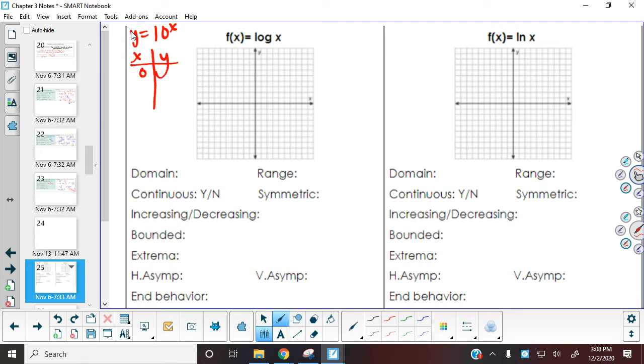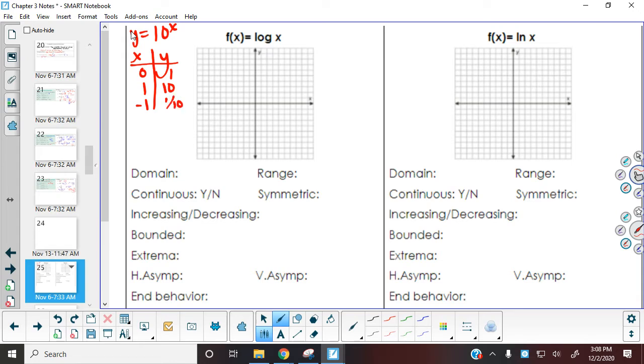So if I plug in 0, my output is 1. If I were to plug in 1, my output is 10. And then if I plug in 2, it gets really, really big. So I'm only going to worry about 2 points right now. I could technically plug in a negative 1, and then that would become 1 over 10, or 1/10.